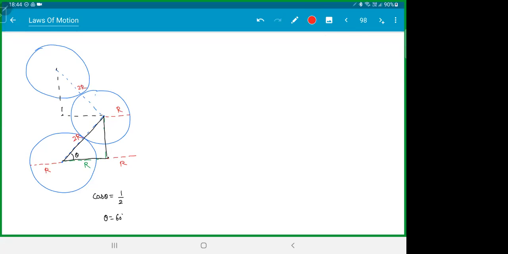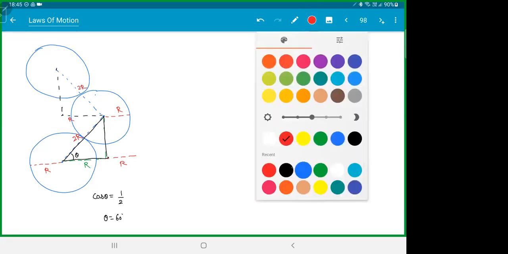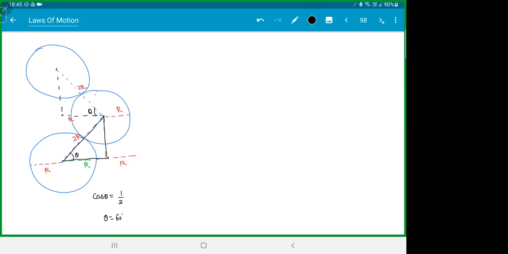So this will be 2r and this will be r. So this angle, if you take it as theta, this is also theta. So basically theta is 60 for both of them. Check it out. Cos theta is half, cos theta is half. There we got the angles.